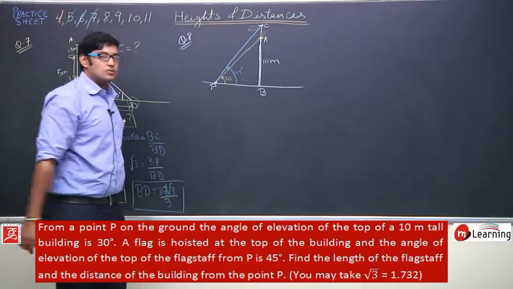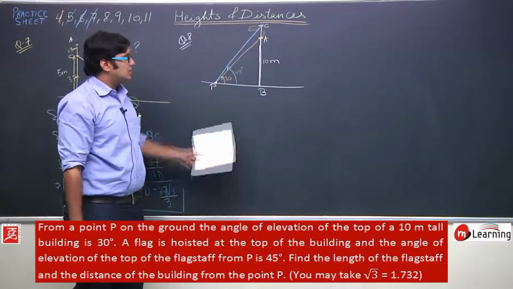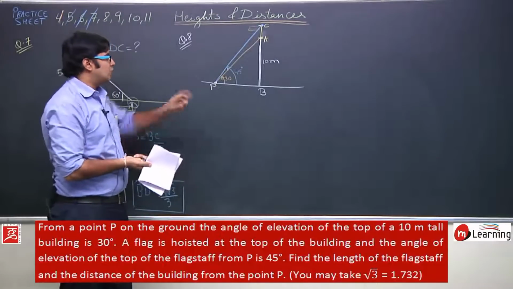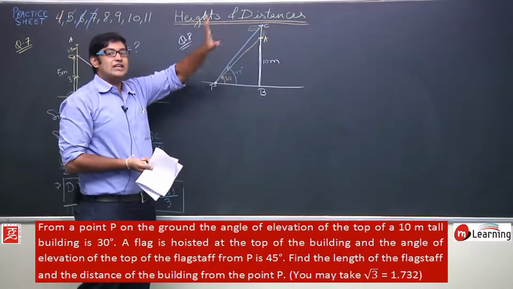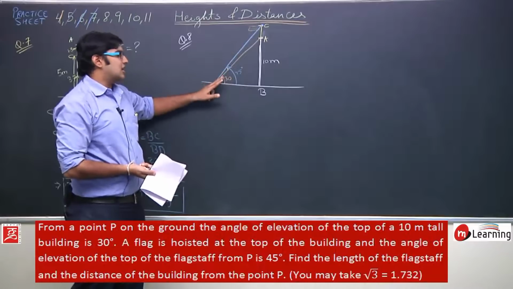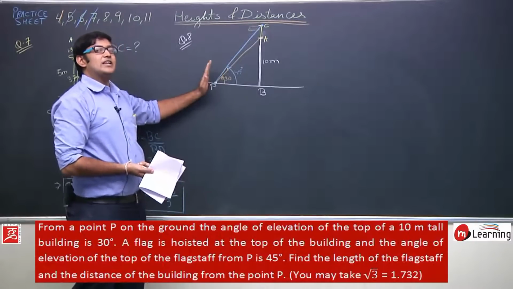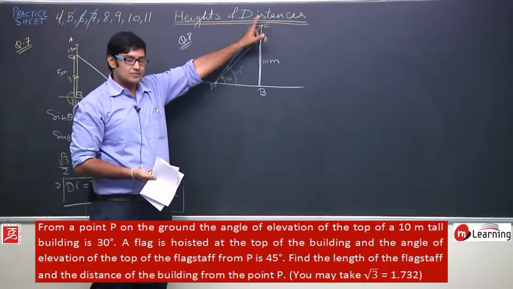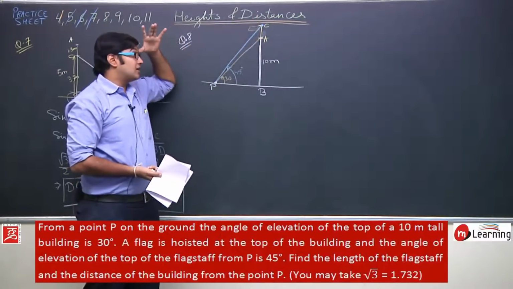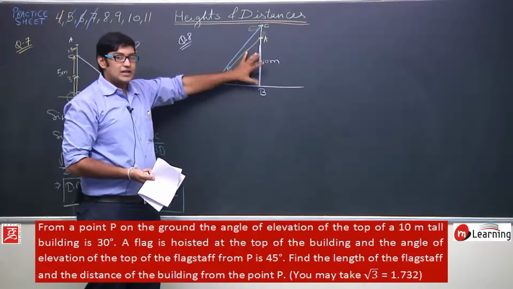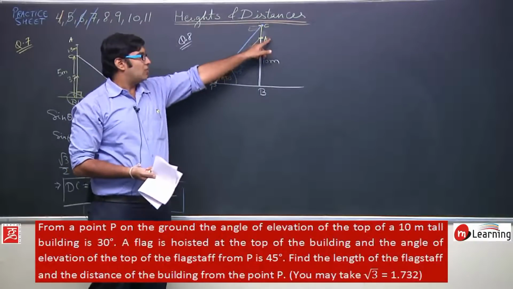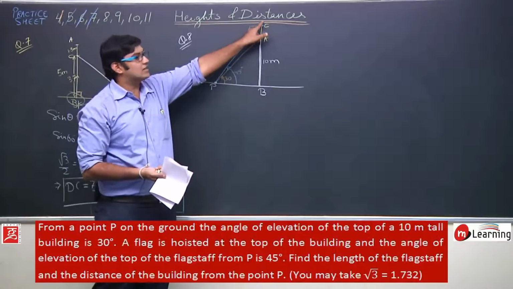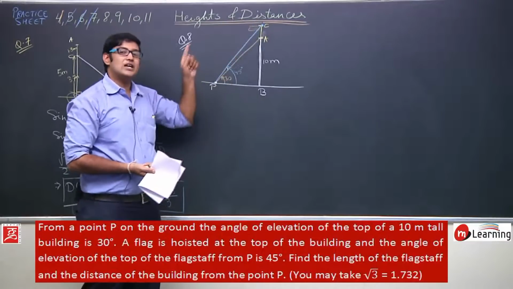Okay, to move my head to observe the top of the flag staff, I need to move my head 45 degrees. That is, from this 30 degrees, I need to move 15 degrees more upwards to observe this top. Okay. So what I understood is, there is a building, there is a point P, the top of the building is 30 degrees upwards and the top of the flag is 45 degrees up.